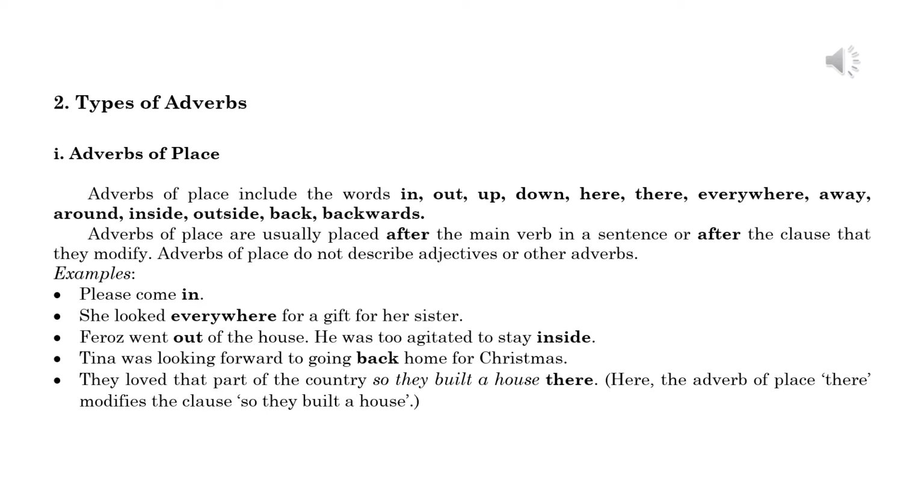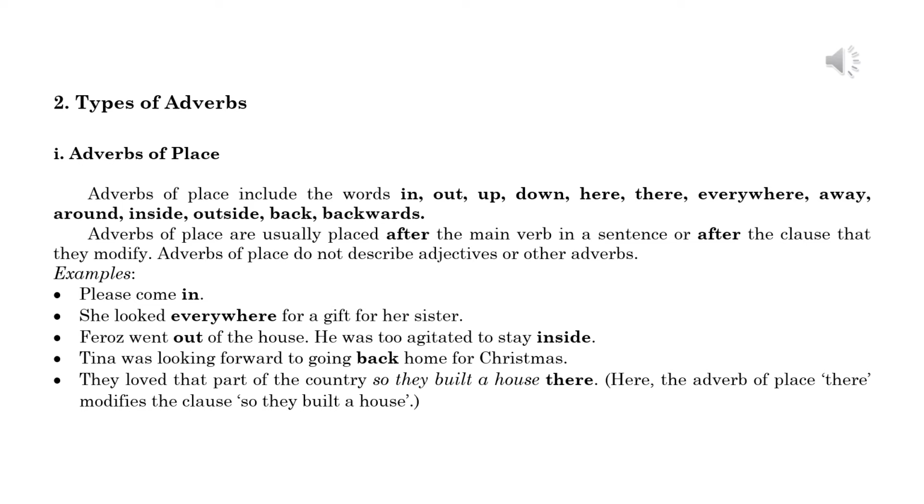2. Types of adverbs. 1. Adverbs of place. Adverbs of place include the words in, out, up, down, here, there, everywhere, away, around, inside, outside, back, backwards. Adverbs of place are usually placed after the main verb in a sentence or after the clause that they modify. Adverbs of place do not describe adjectives or other adverbs.